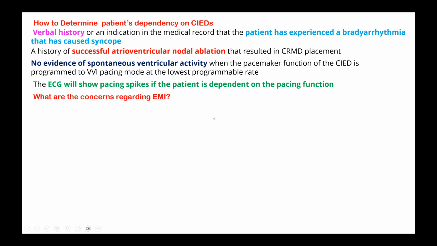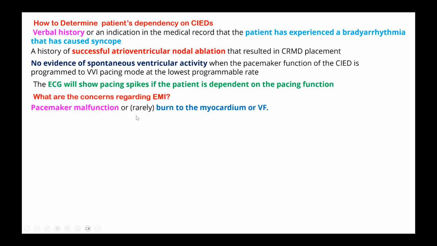What are the concerns regarding electromechanical interference? This is the most important complication that can happen in a patient with a pacemaker or ICD coming for surgery. So, which are all the sources of EMI in the OT? Electrocautery, the most common thing. All electrocauteries produce monopolar, unipolar cautery, which is the most important device, and other things which can generate electrical potential.